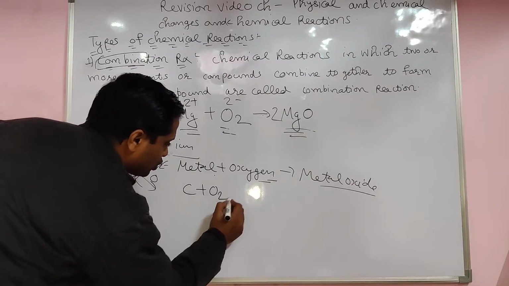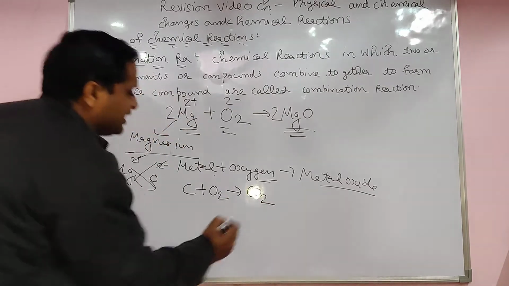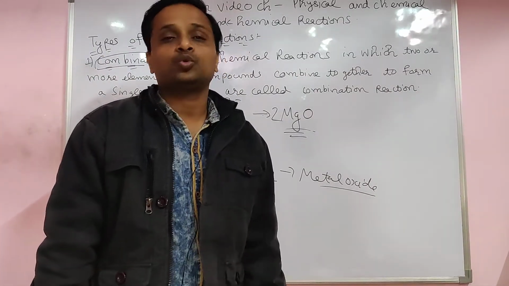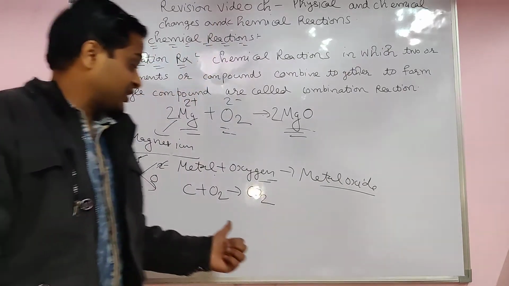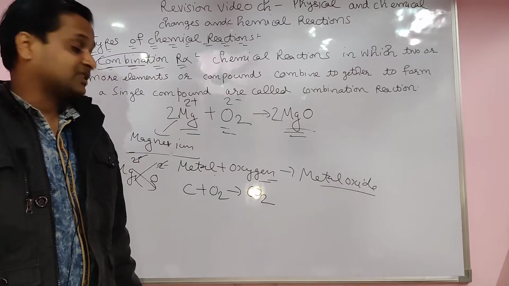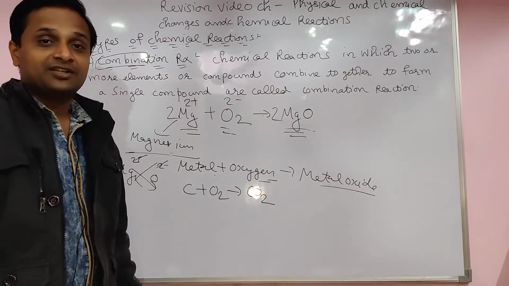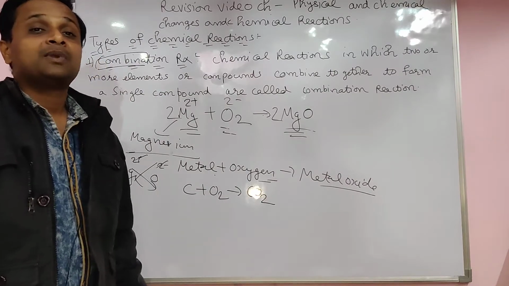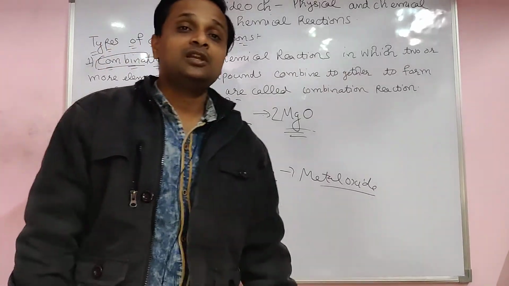C plus O2 gives CO2, that is also a combination reaction, students. C plus O2, CO2. That is a combustion reaction, burning of carbon in the presence of oxygen. That is called a combustion reaction or oxidation, where you add oxygen only. But its general name is a combination reaction.